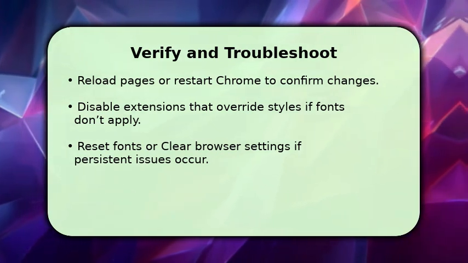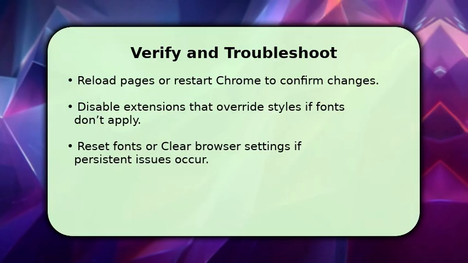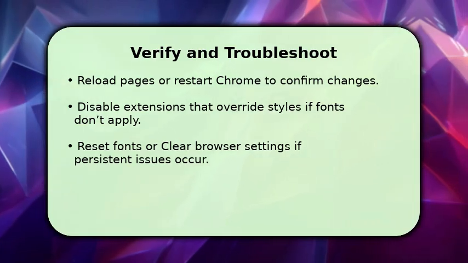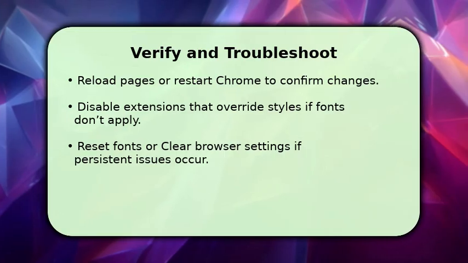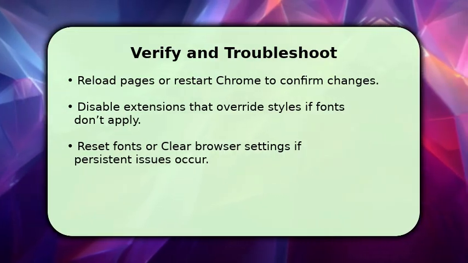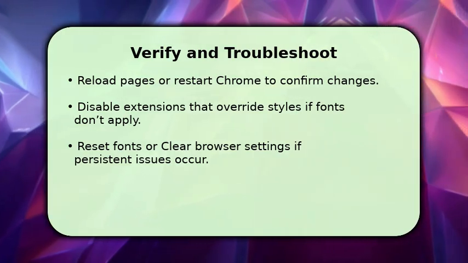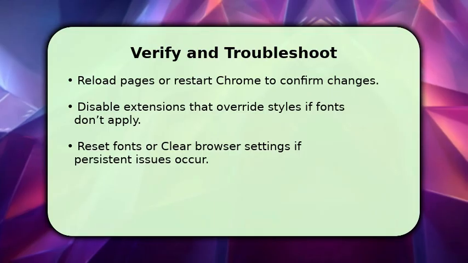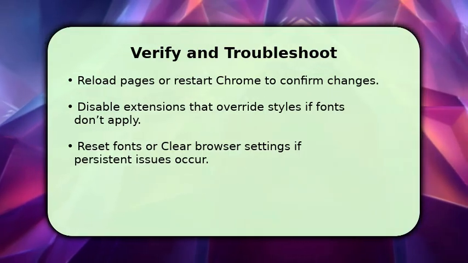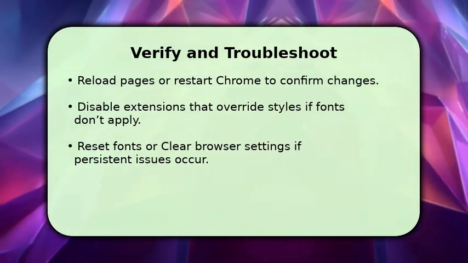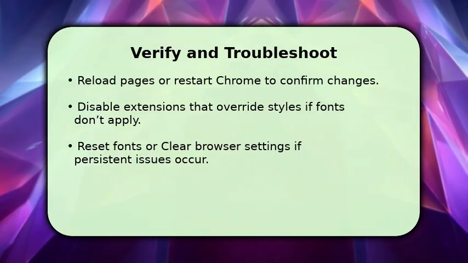If fonts still don't change, disable extensions like Custom Style Sheet or accessibility add-ons that can override your settings and test again. As a last resort, reset the font settings in Customize Fonts or restore Chrome settings to default. This clears conflicting options. If problems persist, check for managed policies under chrome://policy, which can enforce.